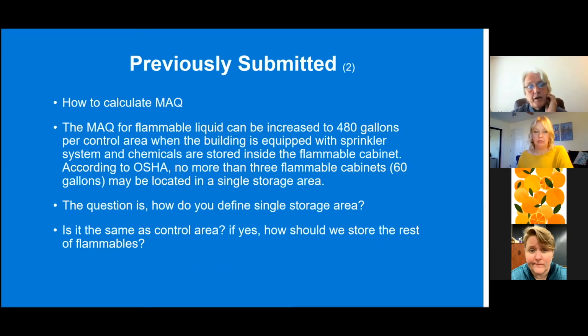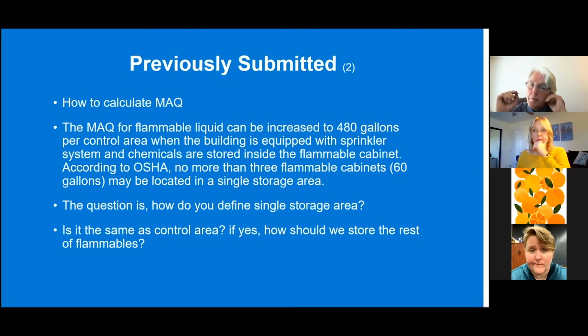How to calculate the MAQ. So the way you do it is, first you identify all the hazard categories, all the chemicals you have, and add them up by hazard category. So how much combustible liquid do you have that's class 2 or class 3, A or B? And then you look at the characteristics of the control area where you're storing the material. Is it in a fully sprinklered building? So essentially, you look at that table, the 5003 table, and you find the number.